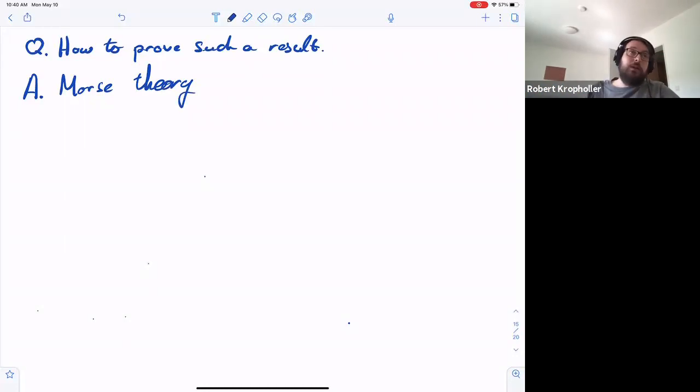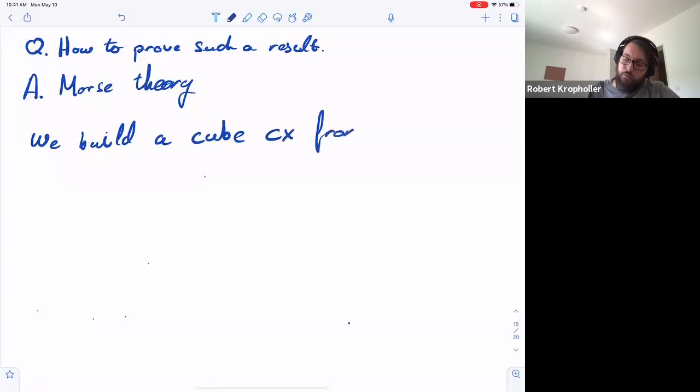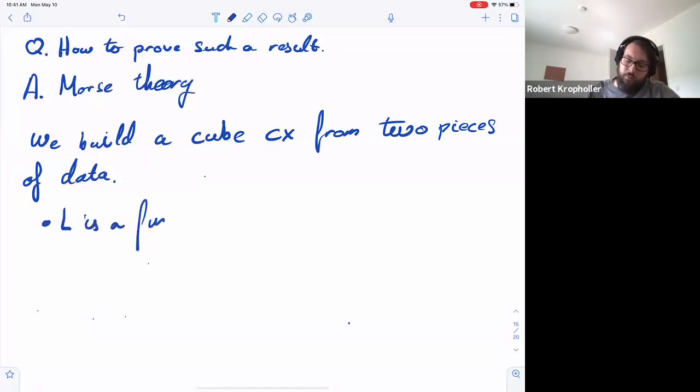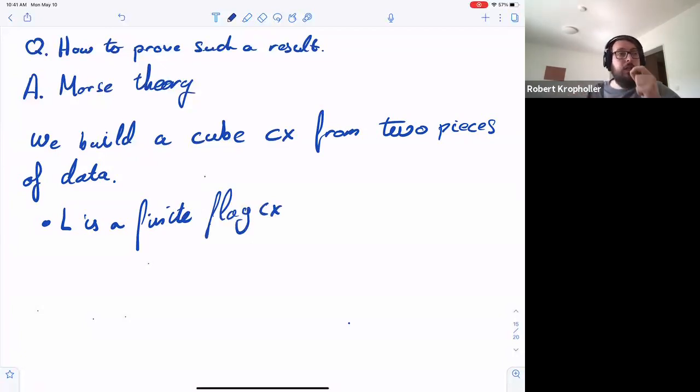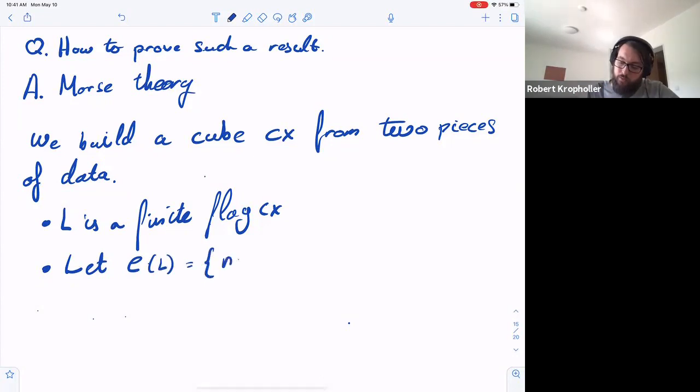So the construction goes as follows. We're going to build a cube complex from two pieces of data. The first is a finite flag complex. Same thing as before, we're going to start with some finite flag complex L. Now, instead of just relying on L, we're also going to take a normal cover of L for every integer. So let C of L be the set of normal covers of L, and sigma is going to be some function from the integers to C of L.